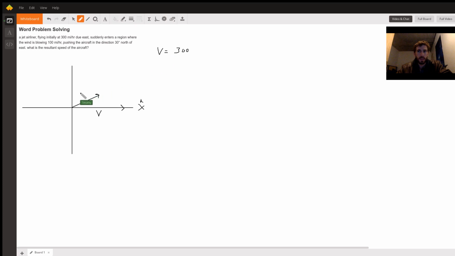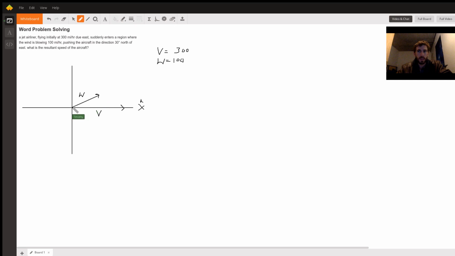And then we have w over here, and we'll just call this vector w for the wind speed, and this is going to be 100. Okay, I apologize, I don't have a mouse on me right now. I will get one in the future.